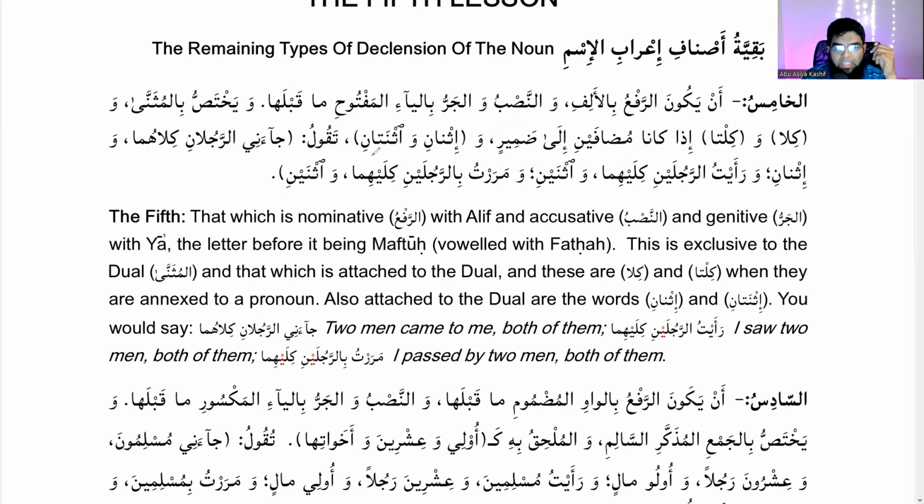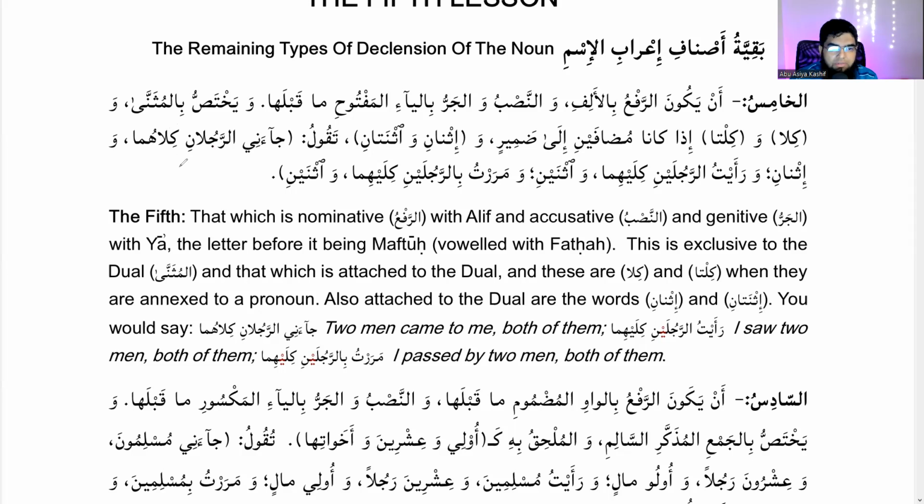Wathnani, wathnatani, and the numbers two, dual: ithnani, male two, and ithnatani, female two. He gives examples for all of that. Ja'ani rajulani, two men came. So who are the ones coming? Two men, so this is the fa'il, the doer. So the fa'il should be marfu'. But where's the dhamma, you might ask? Well, this is a dual. We don't look at dhammas, we look at the alif.